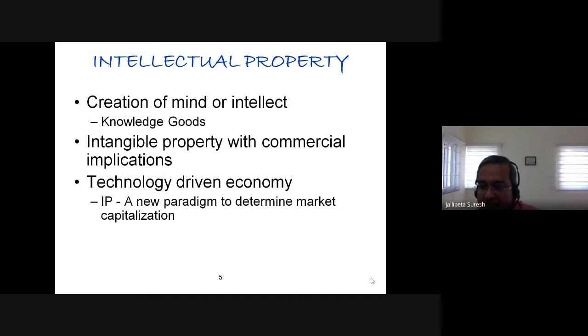Because it has tremendous commercial implications. That is, in a technology-driven economy, this has become a new paradigm to determine market capitalization. Let me tell you a small story which can help us understand what this intellectual property is.